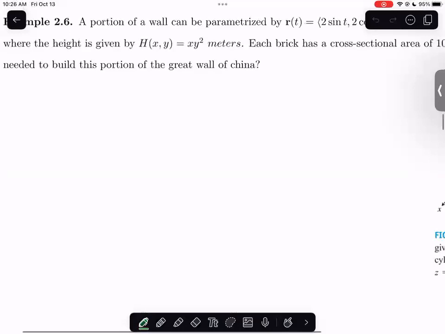So we need to add up, basically, the area under this height curve, which will give us our cross-sectional area, and then we'll use some dimensional analysis to figure out how many bricks we're going to need. So at the heart of this, we are integrating our height function, x y squared ds, over the curve that's given to us.